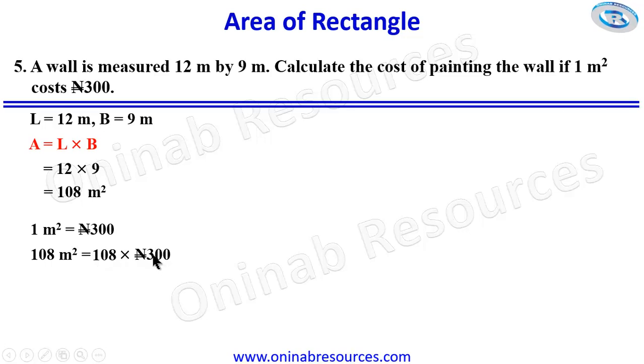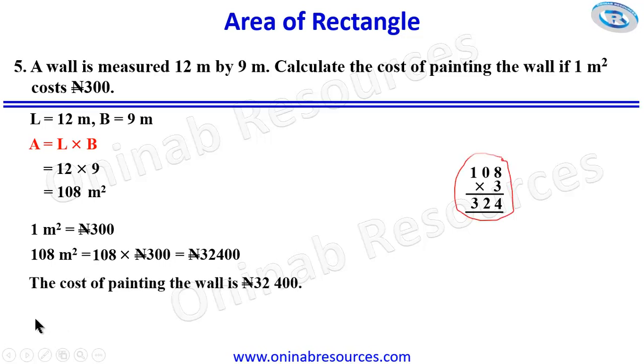I multiply the 108 by 3 and add the 2 zeros. So 108 multiplied by 3, 3 times 8 gives 24. I have 4, carry 2. 3 times 0 gives 0 plus 2 gives 2. 3 times 1 gives 3. So 108 times 3 gives 324. We add the 2 zeros. We have it as 32,400. So the cost of painting the wall is 32,400 naira. That's all for the solution of the problem.